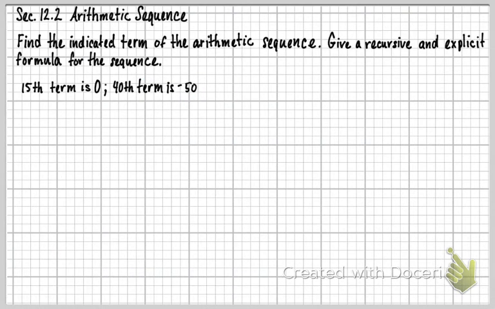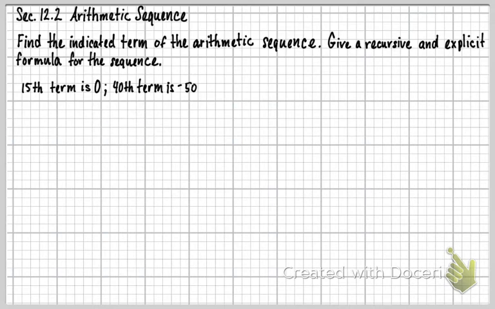So this problem says, find the indicated term of the arithmetic sequence. Give a recursive and explicit formula for the sequence. So this is telling us to do a little more here, but not much more. We're going to find the explicit formula first, and from there we can find the recursive formula afterwards. Taking a look at this one, we know the 15th term is 0. They told us it was arithmetic, which tells us I'm going to have a common number I add for each term.